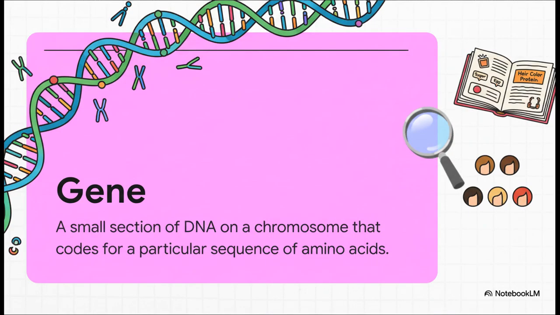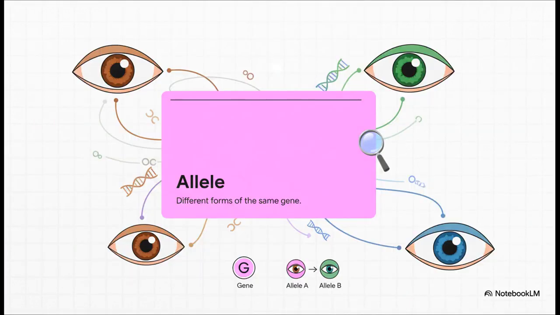Okay, let's zoom in even closer. A gene is like a single recipe within one of those chapters. It's a specific little piece of DNA that has the code for one particular thing, like making the protein that decides your hair color.